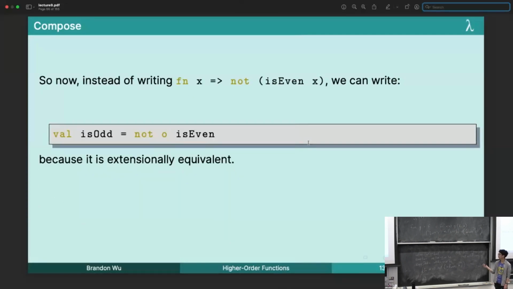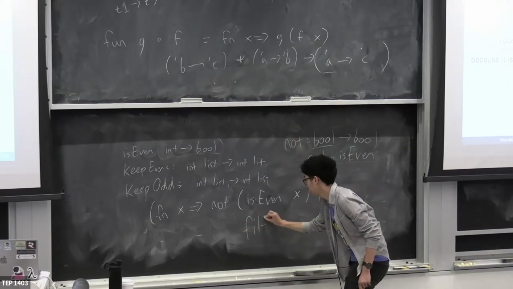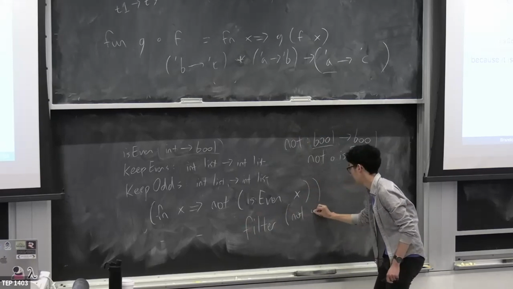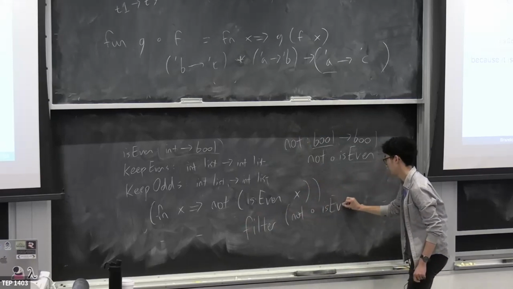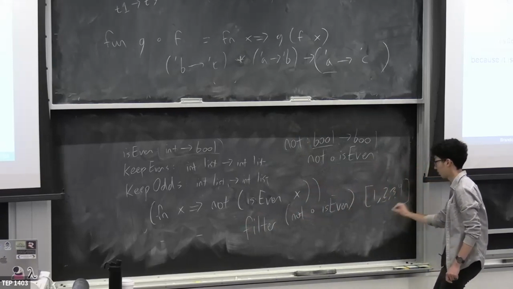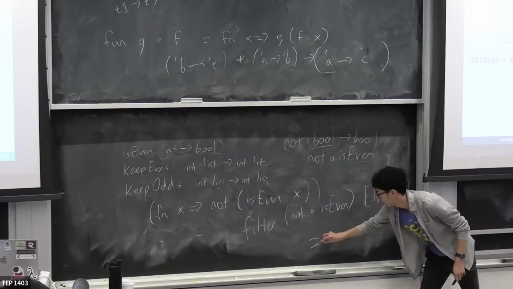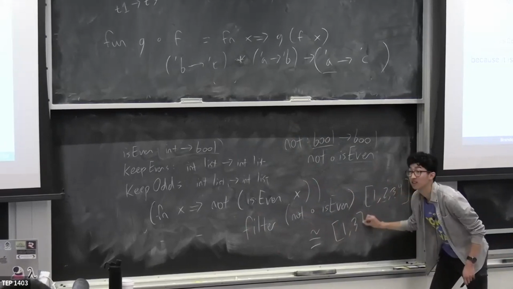So instead of doing what I was doing before, where I don't have it on the board anymore, I would instead say that is odd is not o is even. Or if I didn't even want to give it a name, I would instead just write here: filter (not o is even) [1, 2, 3, 4]. And this whole thing type checks, and it is the same thing, so this should be not even, oh yeah, it's [1, 3]. Okay? I'll write it out. Is everyone good with this? Yes.